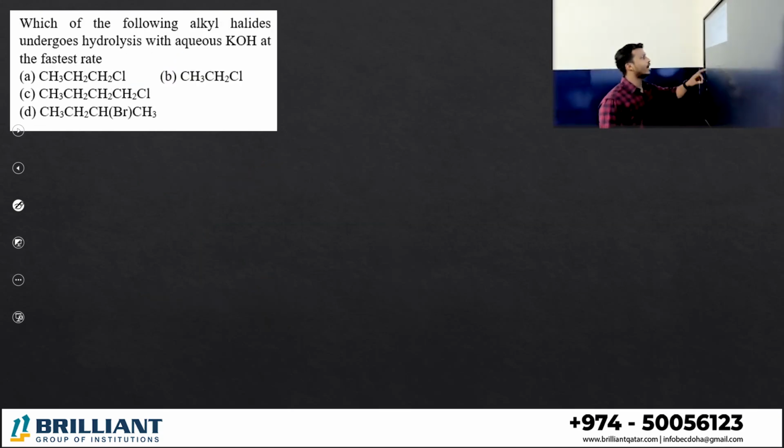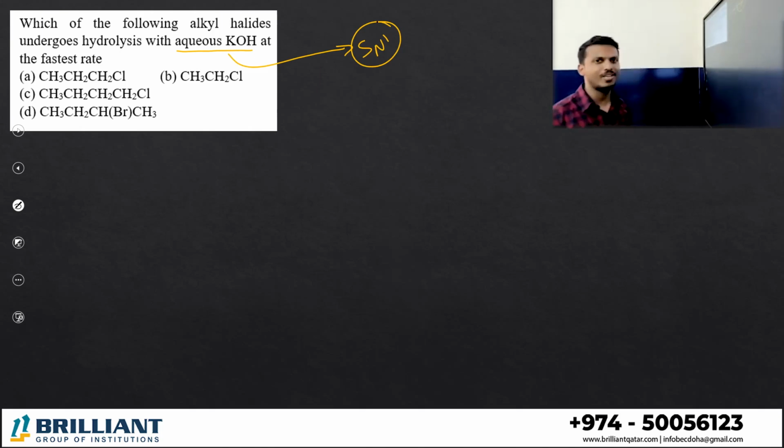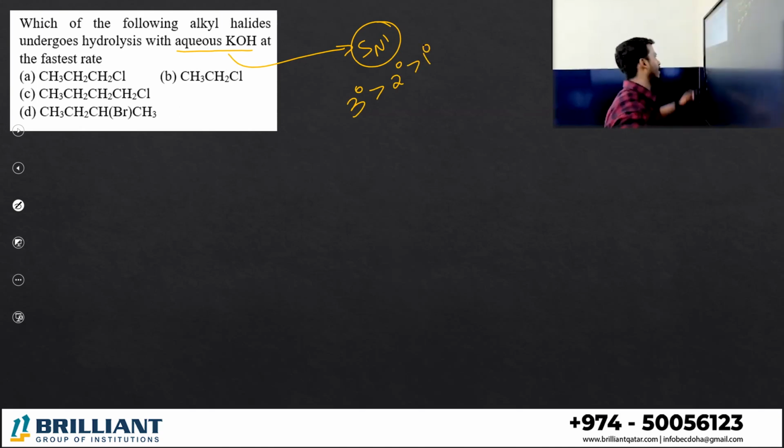Which of the following alkyl halides undergoes hydrolysis with aqueous KOH at the fastest rate? They are indirectly asking something. What I told you, aqueous. Aqueous means which reaction is preferred? SN1 mechanism, polar protic solvent. SN1, what is the reactivity order of SN1, dear all? Tertiary greater than secondary greater than primary. Identify which one. Option A.